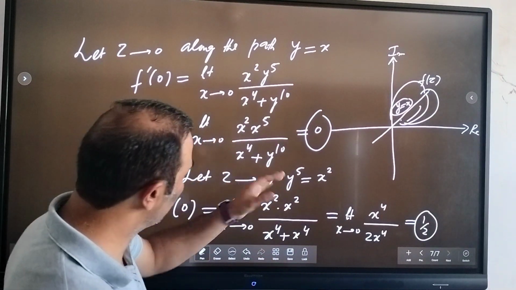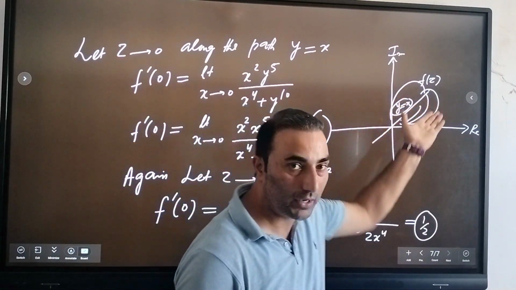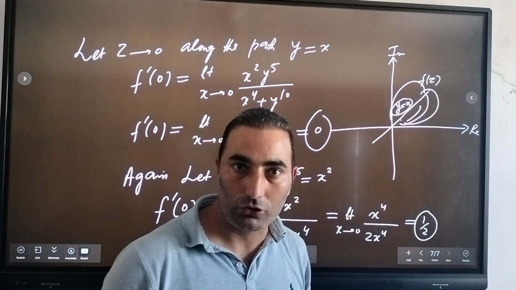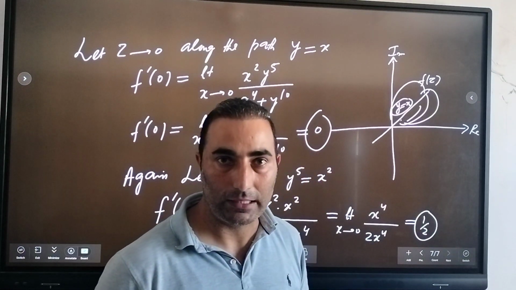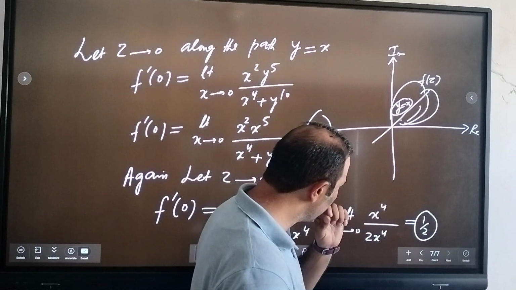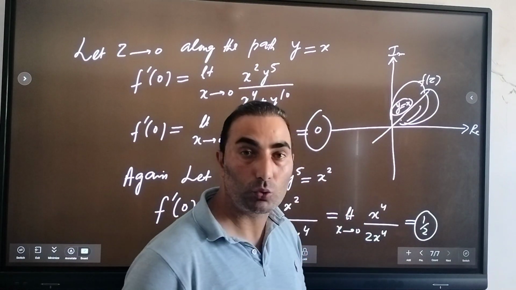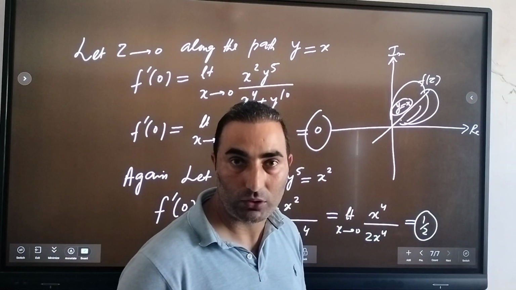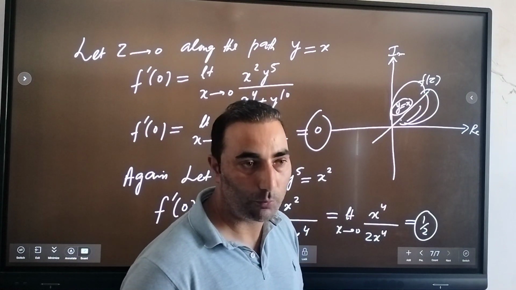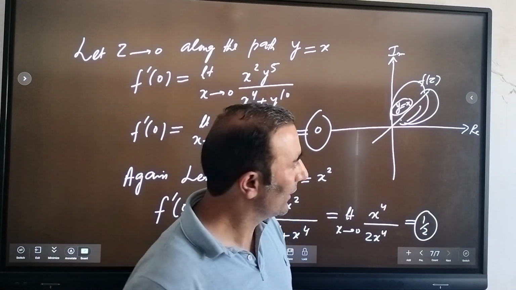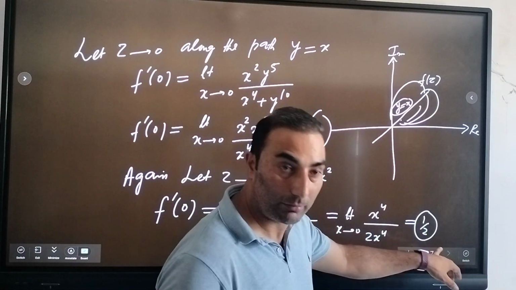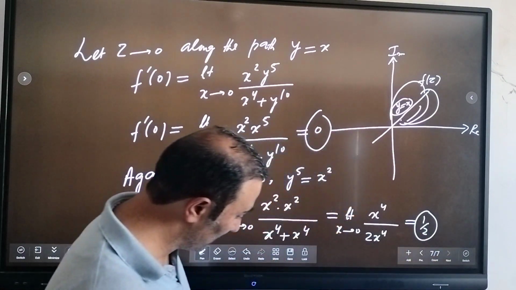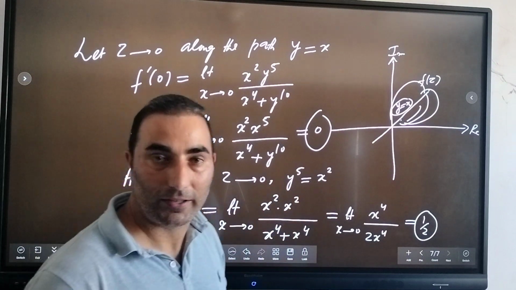So in the first case, what did we do? If we choose the path y equal to x and limit z tends to 0, in that case our f dash of 0 is equal to 0, right? In the second case, I'm saying that I'll choose a different path where x square equal to y raised to power 5, and putting z tends to 0, right? So in that case, I will now get f dash of 0 as 1 by 2, right? So that means the limits for the two cases are different here, right?